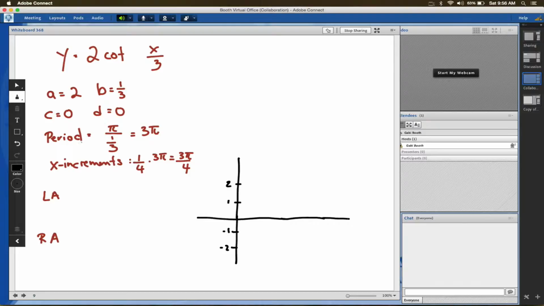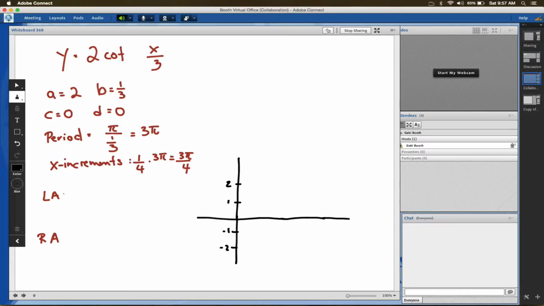So the period is pi over b, or pi divided by 1/3, which of course means we have to multiply by 3 over 1, and this leads to 3 pi. So the period is 3 pi. The x increments for my key points are 1/4 times 3 pi, so I get 3 pi over 4.